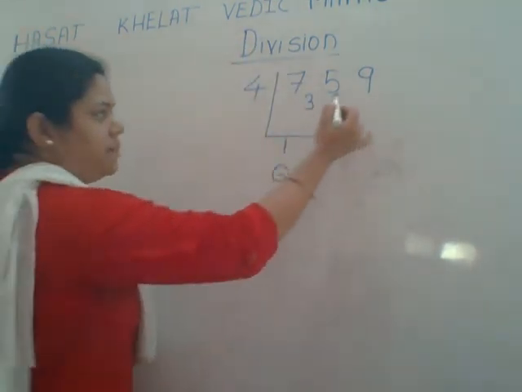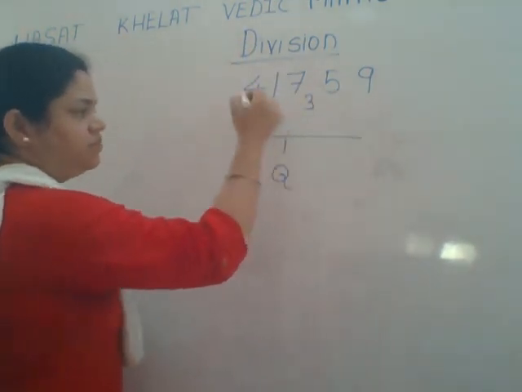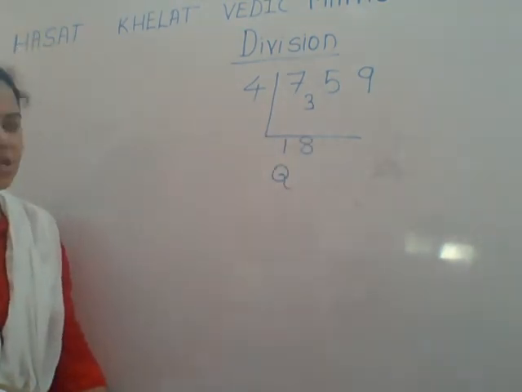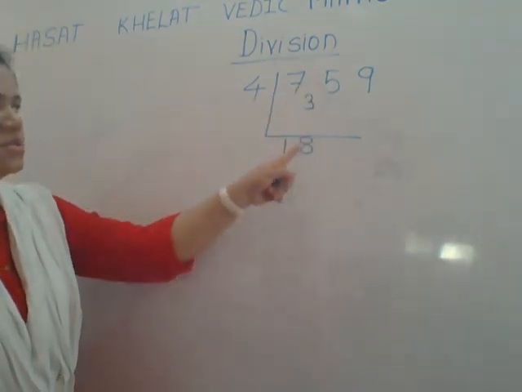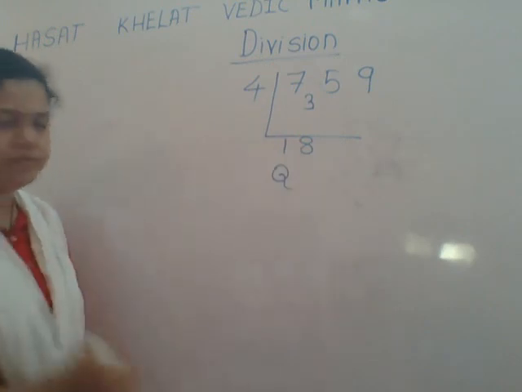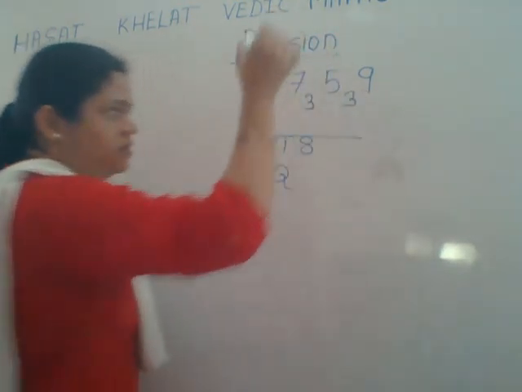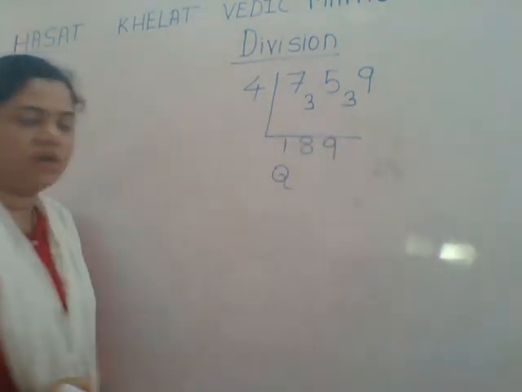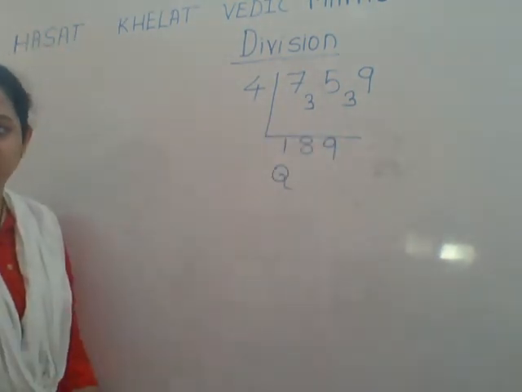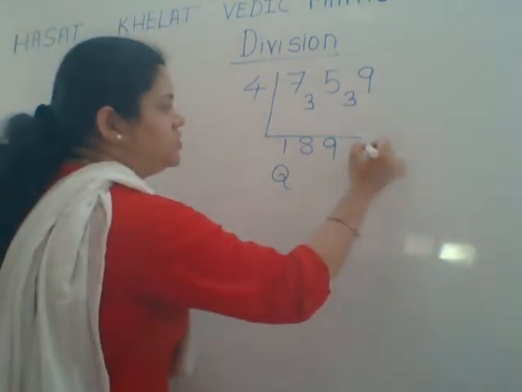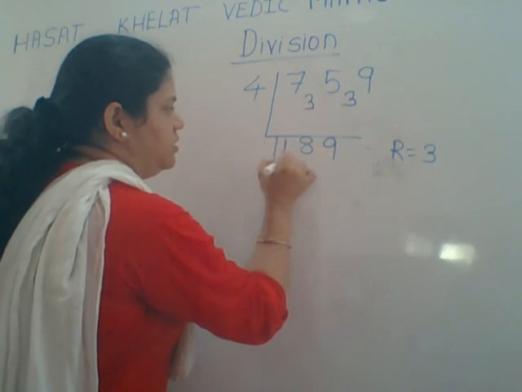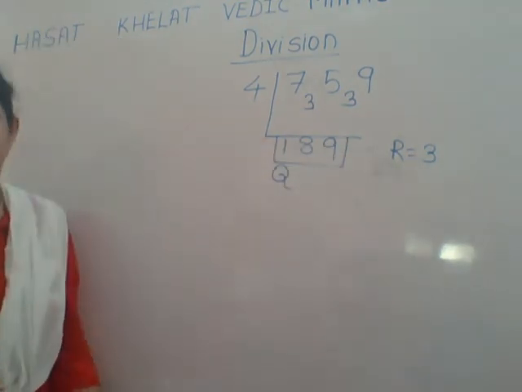Now combine this number. It became 35. 4 8s are 32. So 35 minus 32, we got 3 again. 4 9s are 36. We got 3 as the remainder. So here I will write remainder is 3, and this is our quotient.